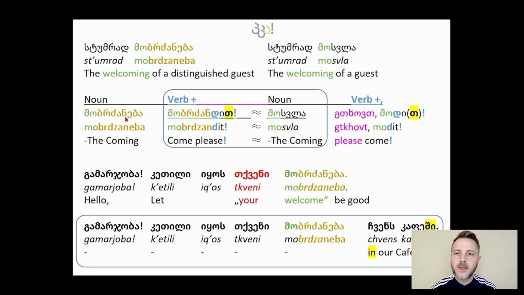So here's the noun, mobrdzaneba, which is the coming, as a concept. And then we've got mobrdzandet, which is a command. Mobrdzandet, come here. I'm telling you, I'm commanding you to come here, but in the highest possible regard. So mobrdzandet, come here, please. Now, if I work in a bank, I'm asking you as a client to come here. If I'm telling you what to do, but you don't belong there, it could be in a reception, it could be at border control. There are many situations in Georgia where you're going to hear mobrdzandet, and they're talking to you. So move toward the person who said it, especially if they're looking at you.